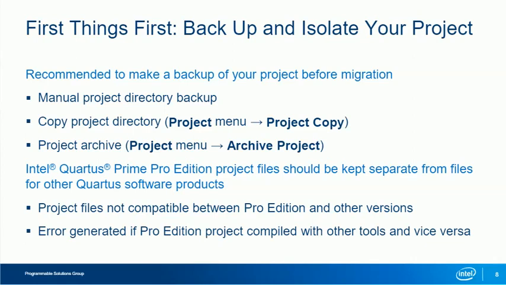Before moving a project to the Intel Quartus Prime Pro Edition software, it is recommended to make a backup of your project directory and associated files. This is a good design practice in general, but you may want to create an additional backup specifically for the migration. You can do this manually or use the Project Archive or Project Copy features found in every version of the Intel Quartus software. When working with projects in the Quartus Prime Pro Edition software, be sure to keep project files separate from those used with other Quartus software projects. Project files in the Pro Edition cannot be used with other Quartus software projects. You also cannot compile Pro Edition projects in other Quartus software products and vice versa.